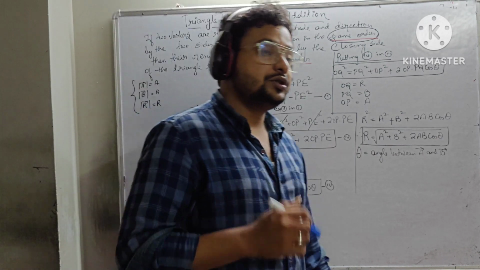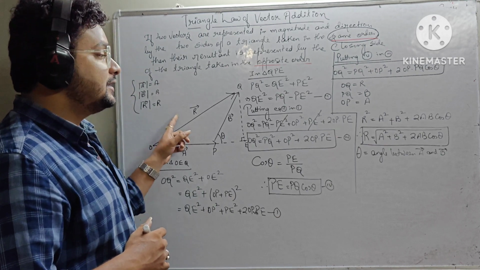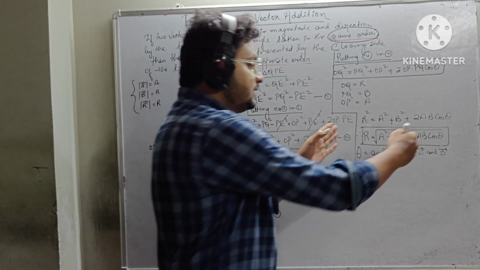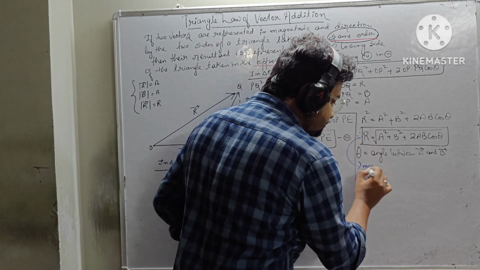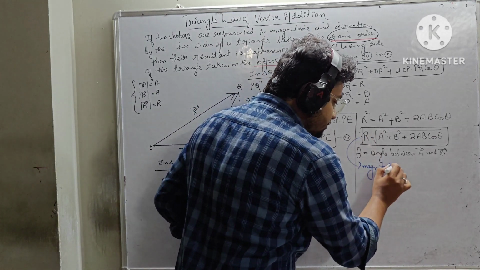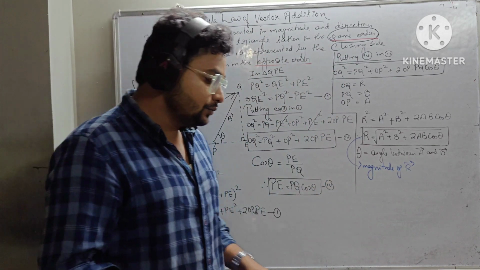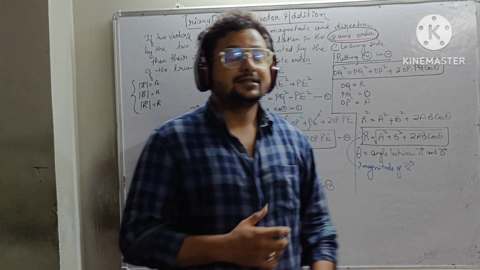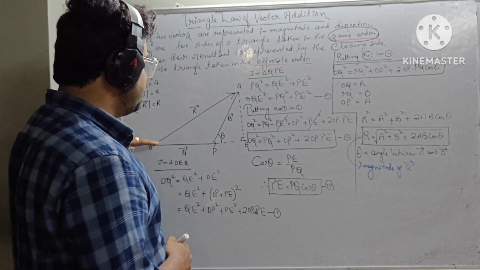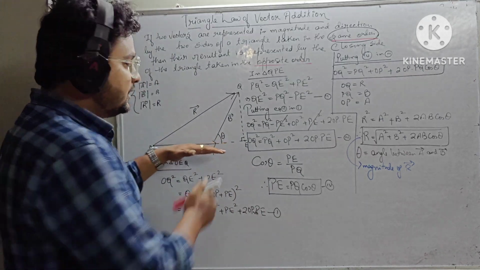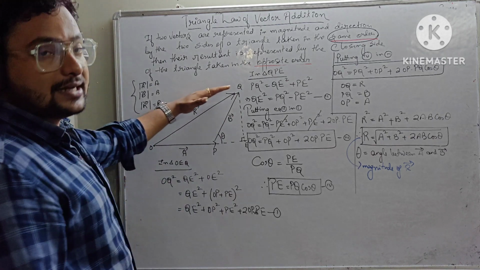Now one more thing that we have to do is, since R is a vector quantity, this is the magnitude of the R vector. Any vector quantity has magnitude as well as direction. Direction is also very important. We know the direction of vector A is in this direction, and the direction of vector B is in this direction. But what is the direction of this resultant vector?